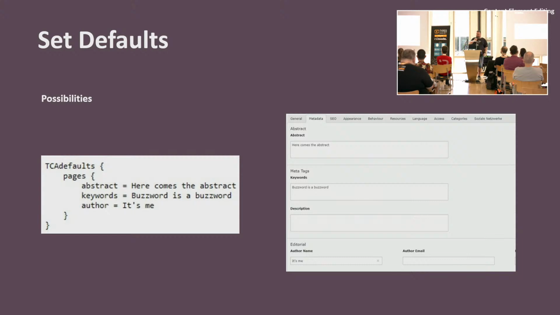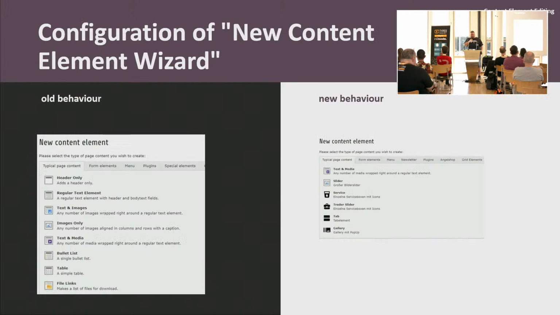In the same way, we can do it with the pages. We set the abstracts, the keywords, and the author. In this case, you can set every field that we have for the pages and tt_content content types, and for every other table too: you write the table name and you have the effect. Now, the configuration of the new content element wizard.